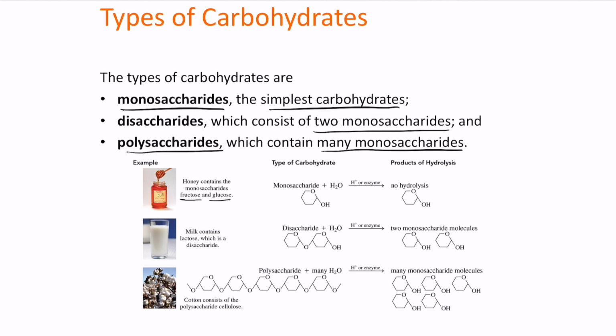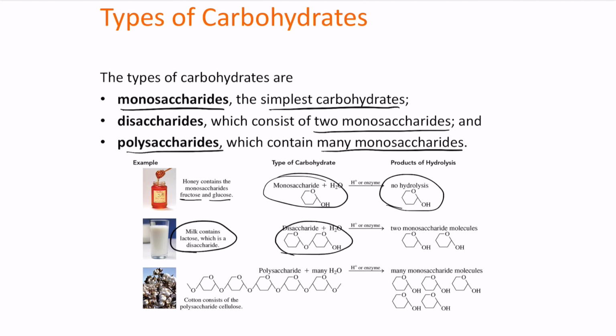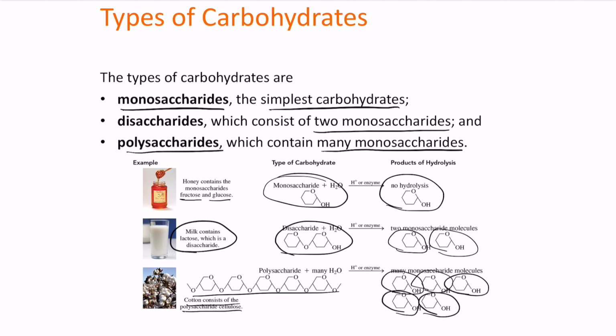Now, monosaccharides generally do not undergo hydrolysis because they are already single individual substances. Milk is an example of a substance that contains a disaccharide. The common name is lactose, and under hydrolysis, it splits into two monosaccharides. Then you have polysaccharides. For example, cotton consists of the polysaccharide cellulose. These polysaccharides are long chains of monosaccharides that, under hydrolysis or in the presence of an enzyme, split into individual monosaccharides.